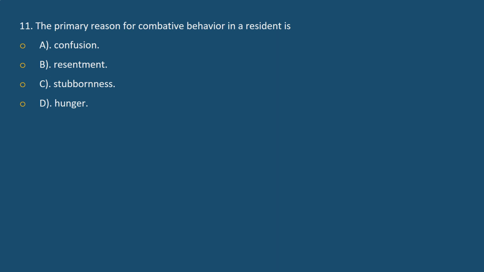Question 11. The primary reason for combative behavior in a resident is A. Confusion, B. Resentment, C. Stubbornness, D. Hunger.